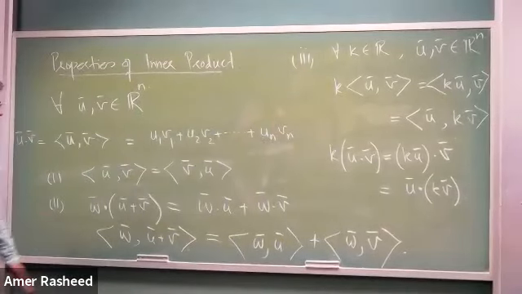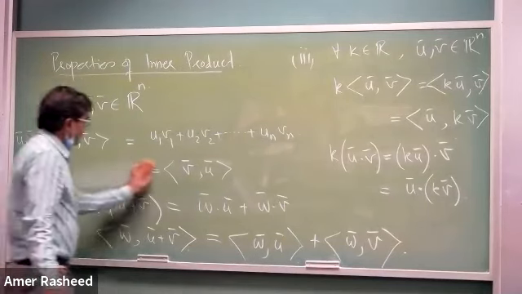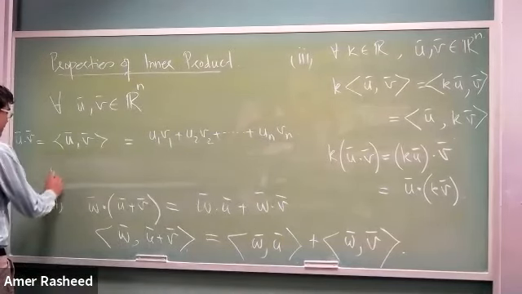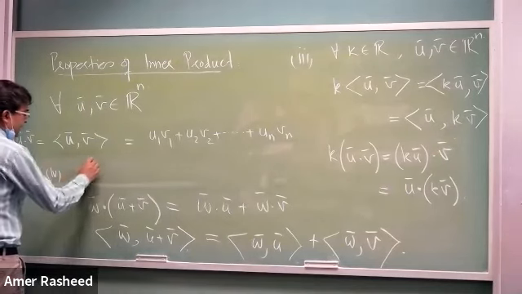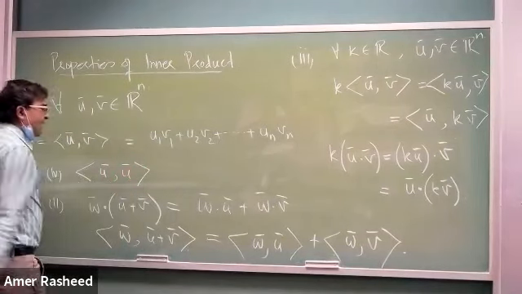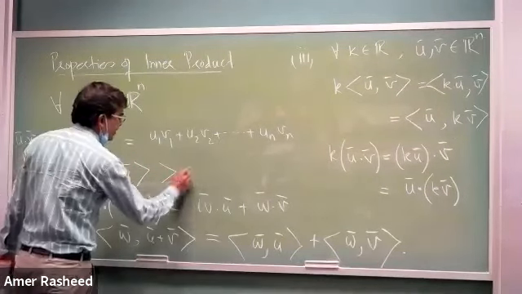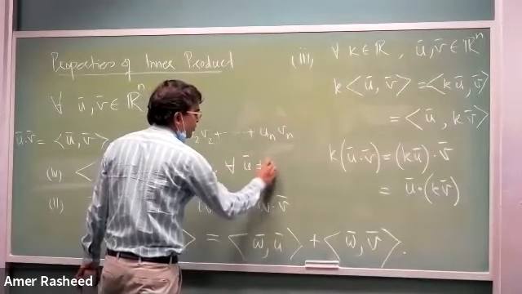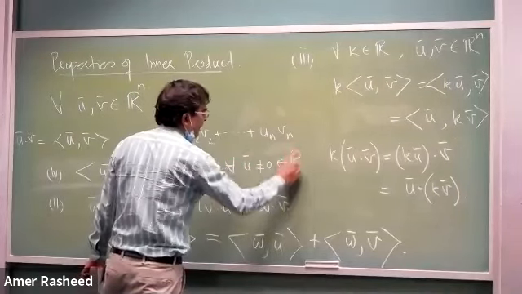The next property, number 4, is that the inner product of a vector with itself is always greater than 0 for any u which is not equal to 0, belonging to Rn.